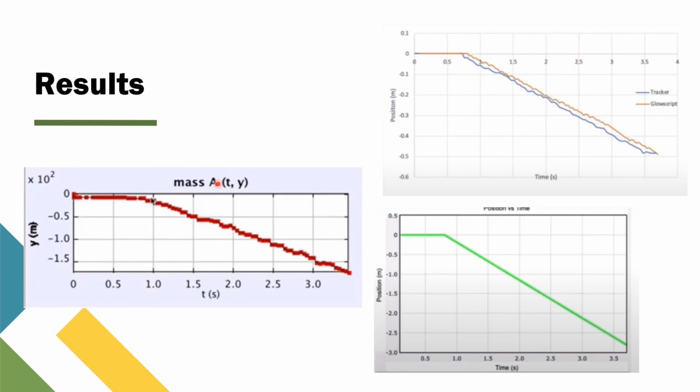we have some graphs that will result from it. Here's the graph that was shown earlier from Tracker. We see that it's 0 until the top hits the bottom, and then it starts to move down. The same thing happens over here in the GlowScript computational model. It remains at 0, and then once it hits, it moves down. We can compare these two, and we see that they basically line up, and that the Tracker is just a little bit below the GlowScript.